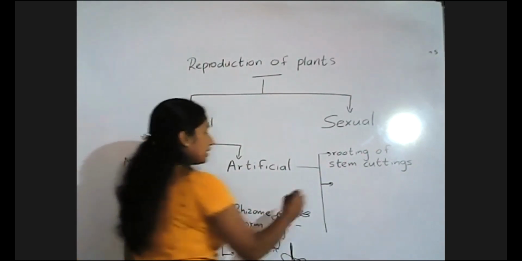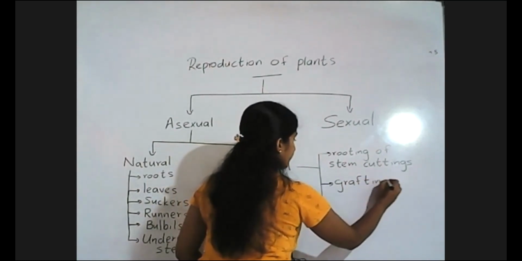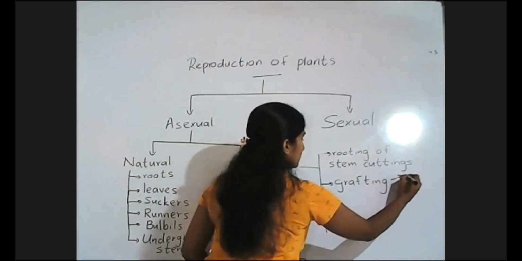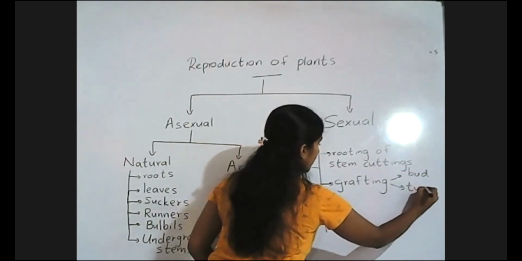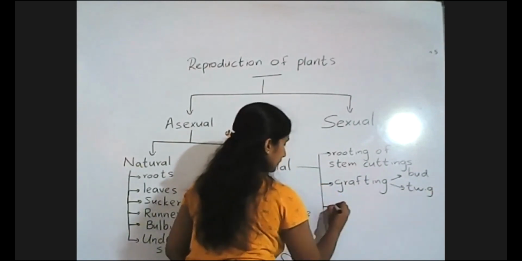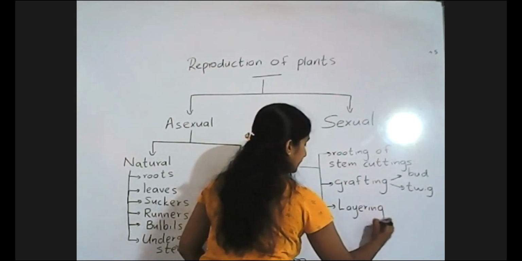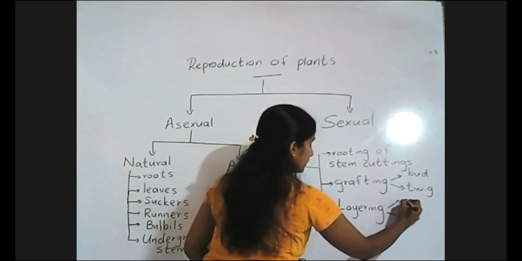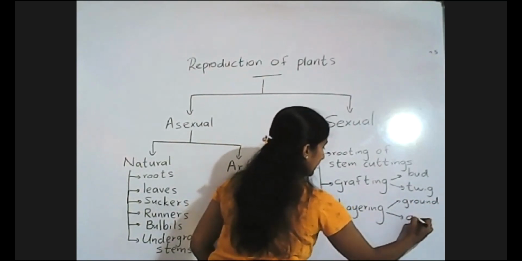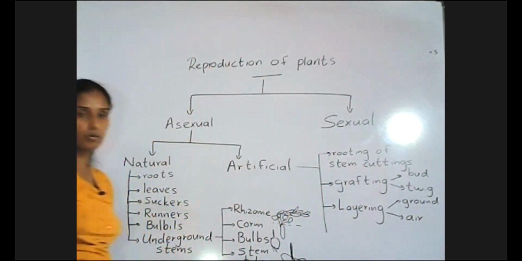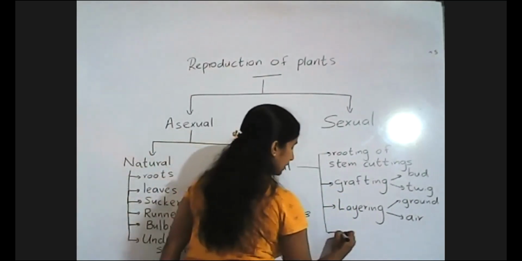Then the next one, grafting. There are two methods: bud grafting and twig grafting. And layering, also in two types: ground layering and air layering. And the next one, tissue culture.